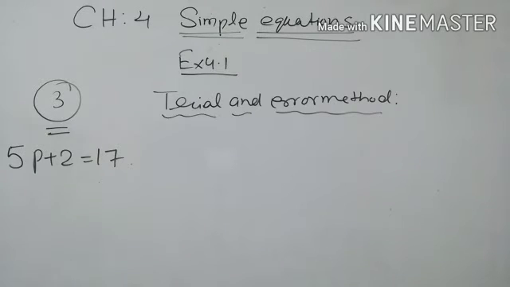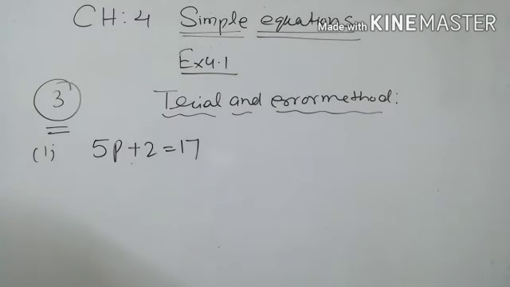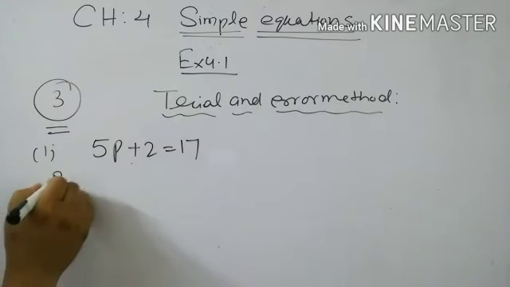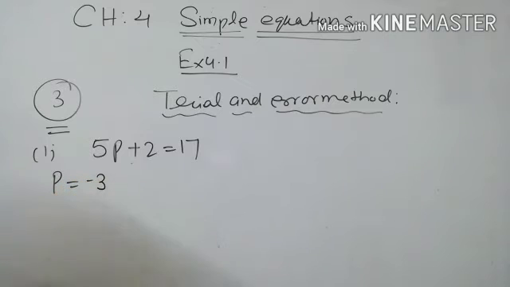In this method, first of all, we put in values of p: 1, 2, 3, minus 1, and get the answer. If it is equal, then it is the solution of the given equation. First of all, we put p equal to minus 3. You can put any value of p because it is a variable. So first we put minus 3, then minus 2, now minus 1, 0, like this.